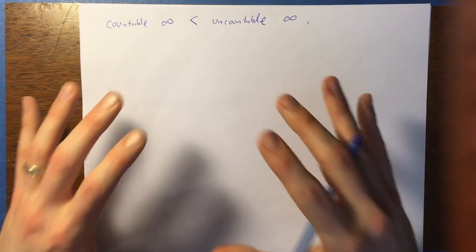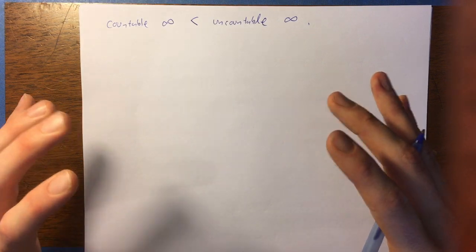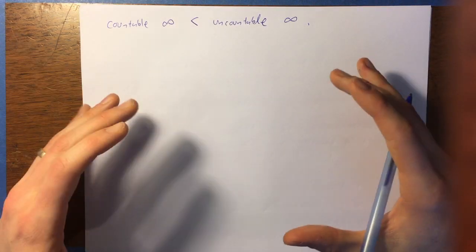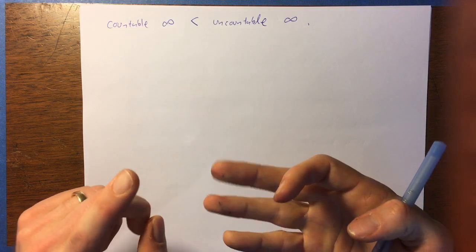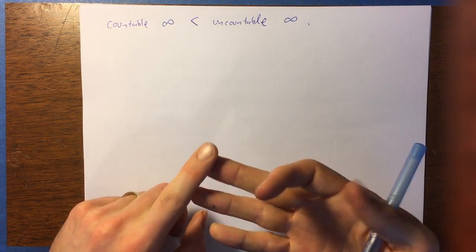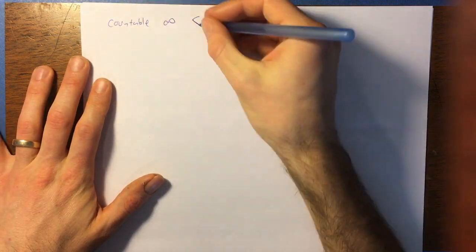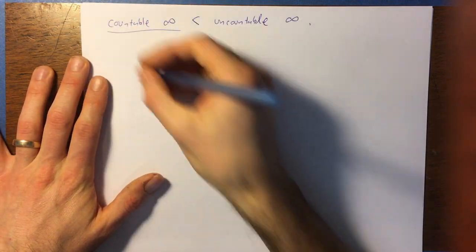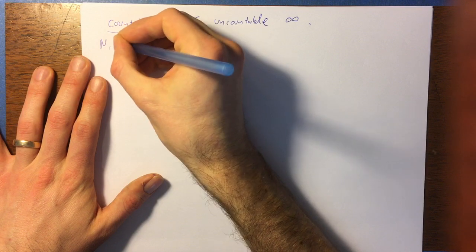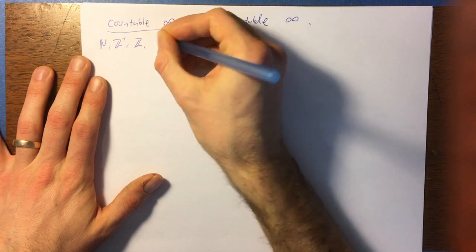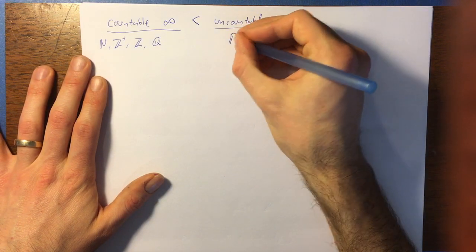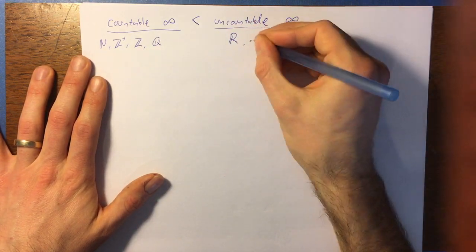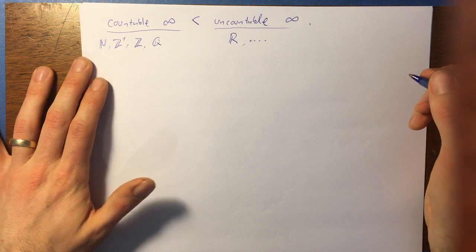So the size of the real numbers is a larger cardinality than that of those other sets we were talking about: the natural numbers, the integers, the rational numbers. All of those are the same size. Over here in the countable infinity camp, you have the natural numbers, positive integers, all the integers, and all the rational numbers. Over here in the uncountable camp, you have the real numbers, as well as other things we haven't talked about yet.